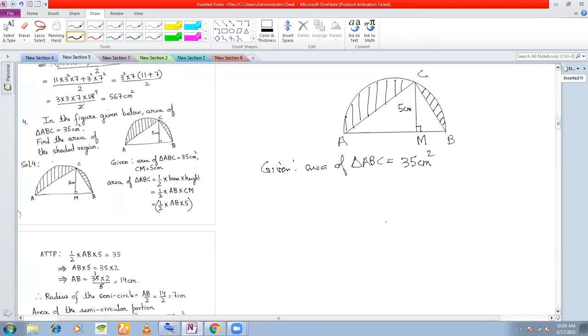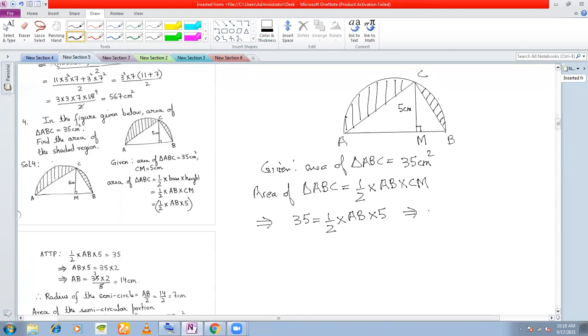So area of triangle ABC is given. Now if you consider AB as the base, then CM becomes your height. So you can say area of triangle ABC is half into base AB into height CM, right? And what is the area given here? 35 is equal to half into AB, and CM is given to you as 5 centimeter. That means you can find out the length of AB. Length of AB is also a diameter of the semicircle.